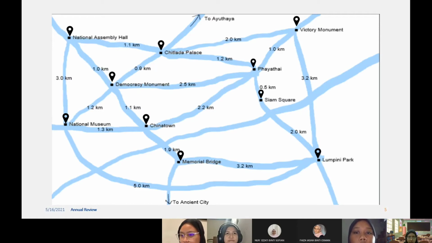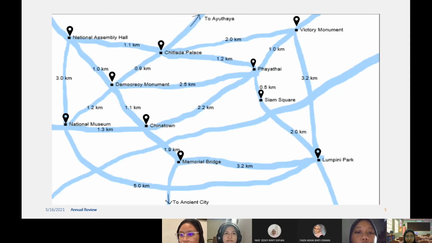But we cannot choose the Payatai vertex or city because we already chose it before when we connected from Siam Square to Payatai. Therefore, that edge cannot be chosen again because it would create a cycle, and we cannot make a spanning tree. So the routes left are to National Assembly Hall and Democracy Monument. Here, we choose Democracy Monument because it is shorter than National Assembly Hall.